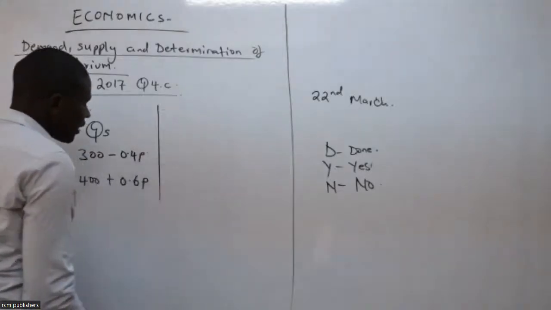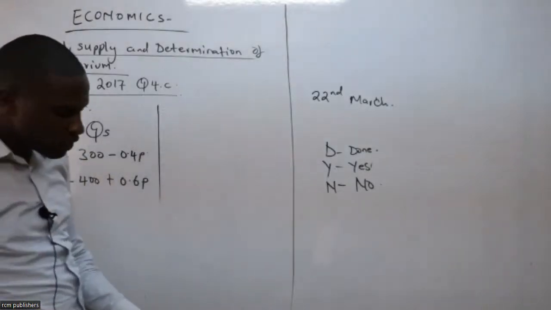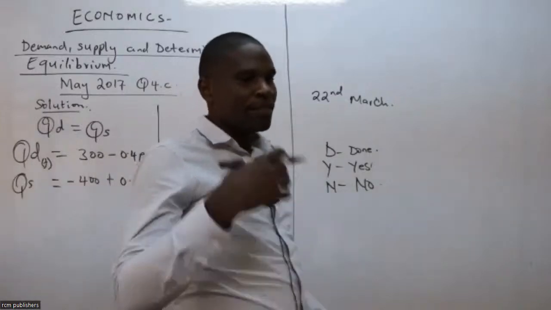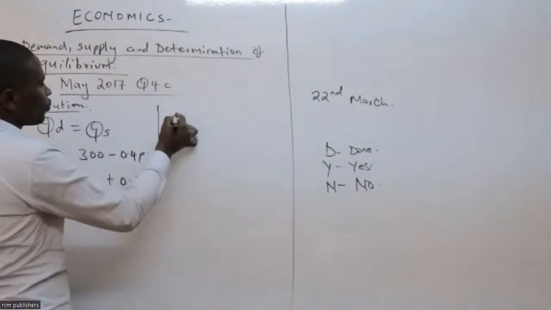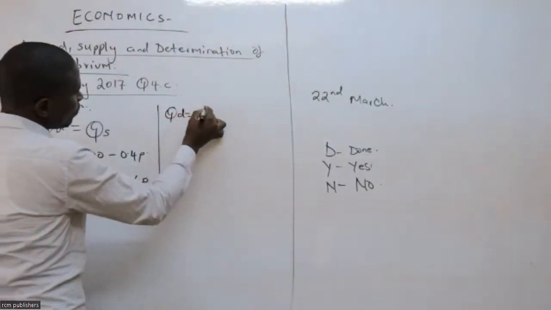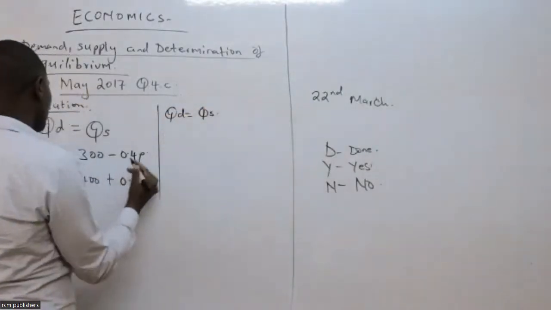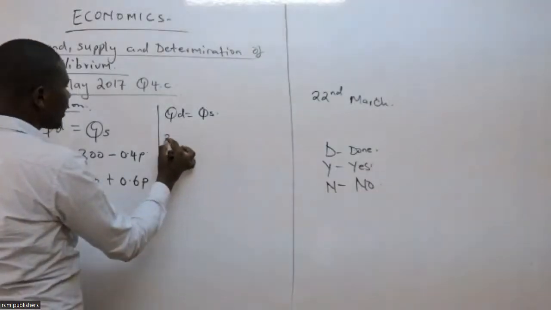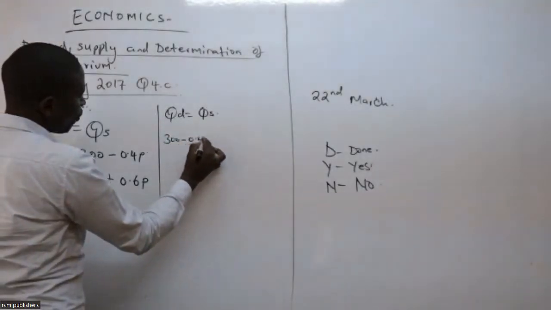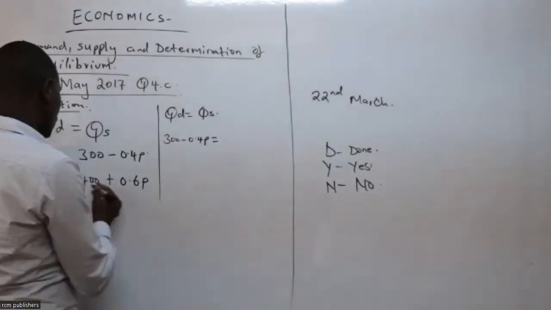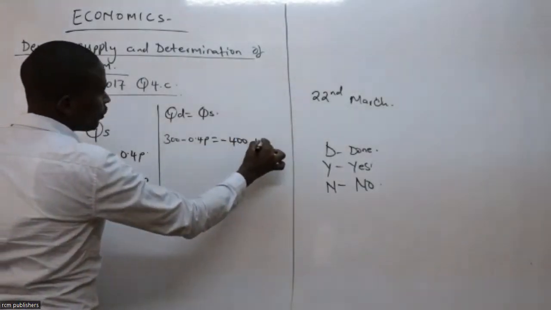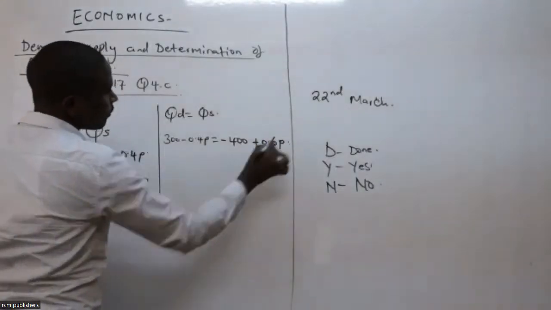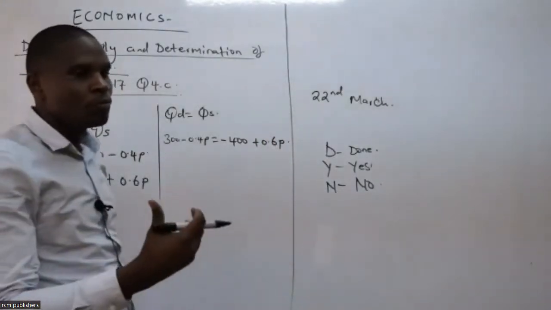Since I know at equilibrium, the quantity demanded is equal to quantity supplied. Therefore, QD is equal to QS. So I have to take my QD, which is 300 minus 0.4p, which will be equal to minus 400 plus 0.6p. That's good. Who can tell me what will be my next step?